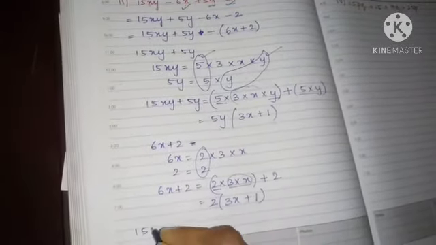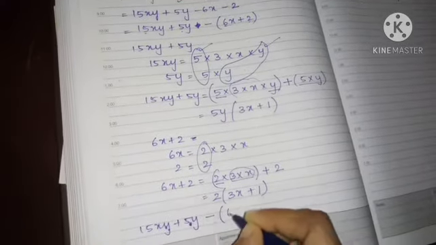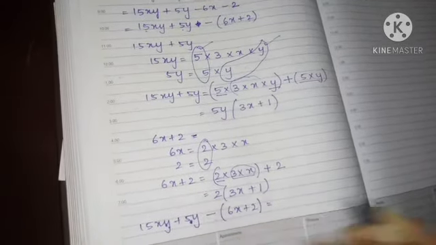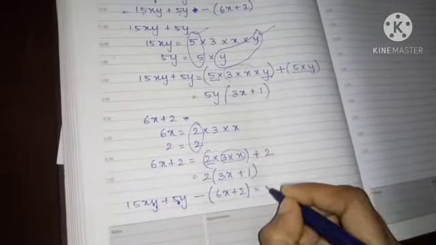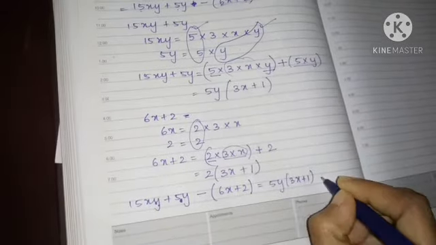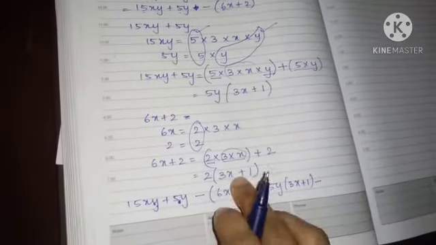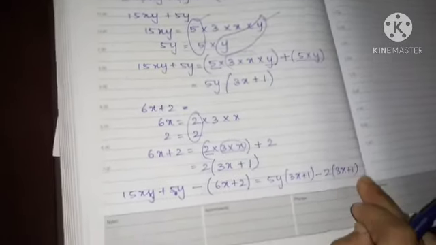Now 15xy plus 5y minus of 6x plus 2 is equal to 15xy plus 5y. What is the answer? 5y of 3x plus 1. Then here minus is there. So minus 2 into 3x plus 1.